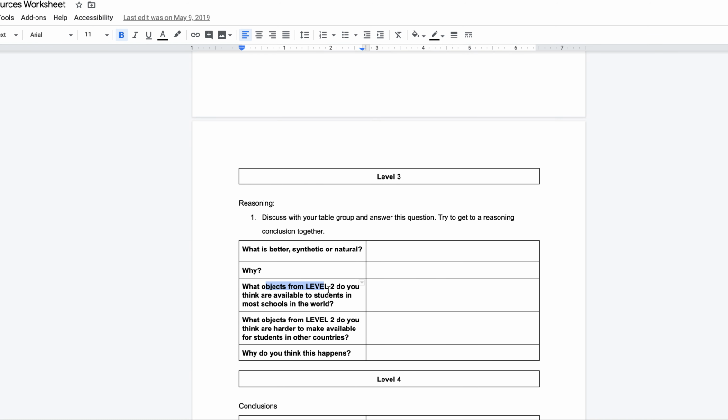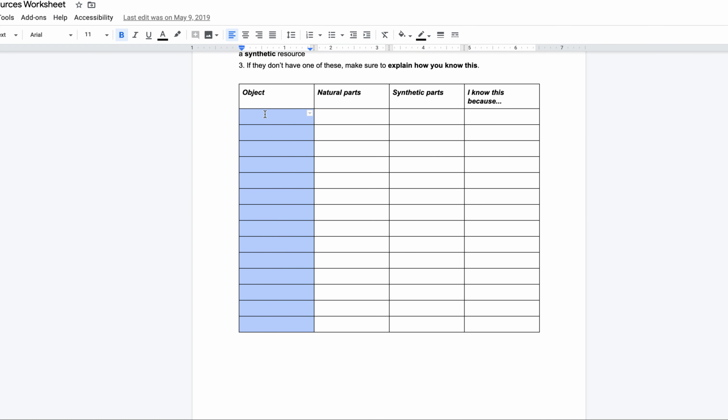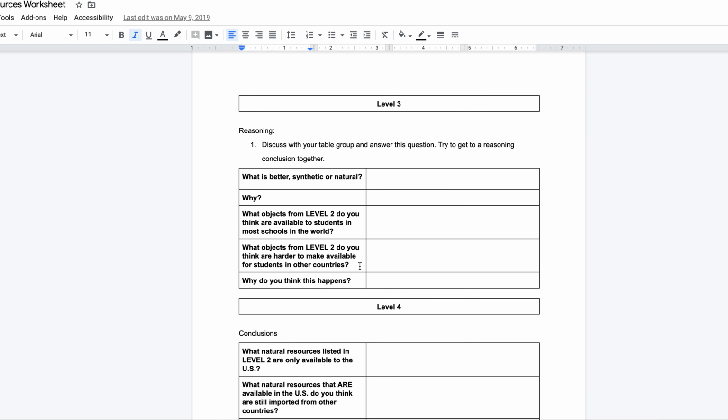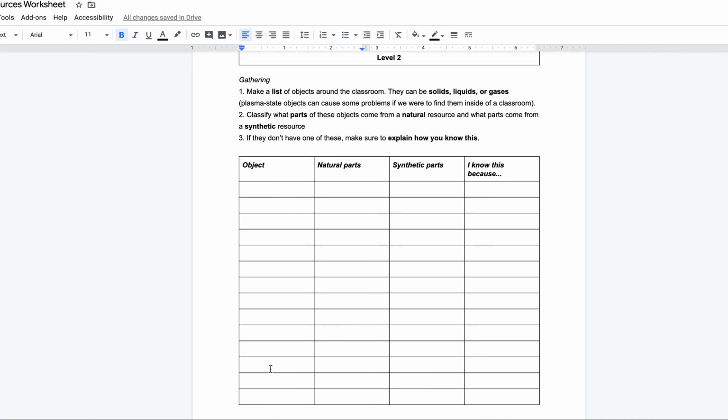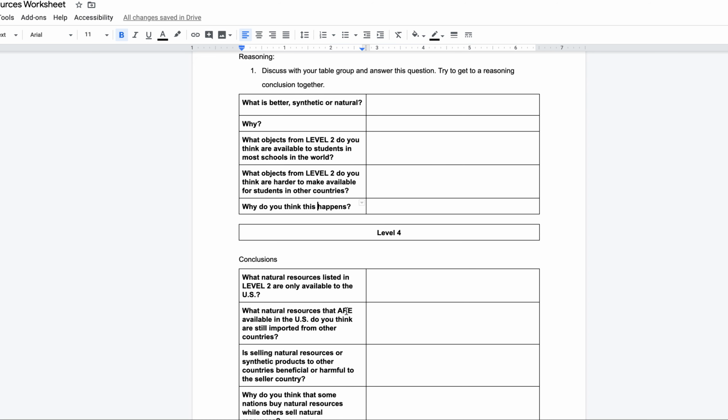And what objects for level 2 do you think are available to students in most schools in the world? So you're going to have to think about, okay, if you think about most of the schools around, or in households, right? If you're not in a classroom right now, in which households around the world will most of these objects be available? And what objects from level 2 do you think are harder to make available for students in other countries? So maybe all of this list, maybe all of them are available, but is it easy to get them, or is it harder to get them, right? And why do you think this is?